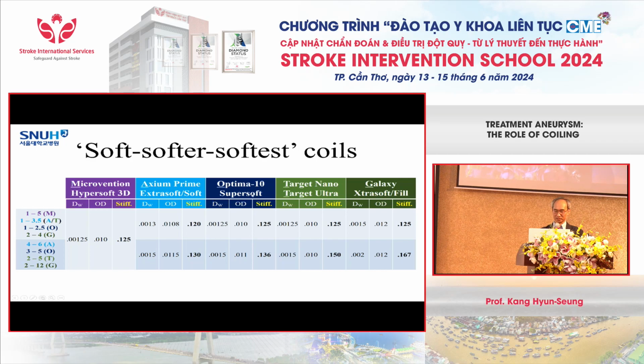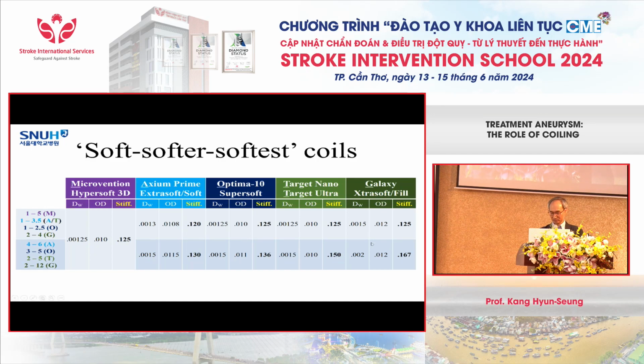When you look at the Optima coil, from 1 to 2.5, the relative stiffness is 125, and the bigger coil is just slightly steeper. So no significant difference. So the Axium Prime coil shows very similar characteristics. So you can consider this relative stiffness when you choose the coil.